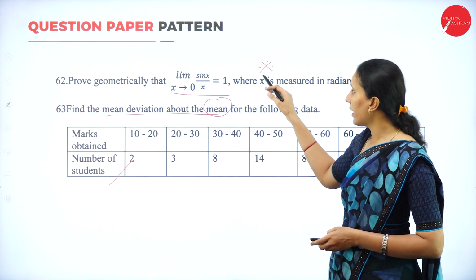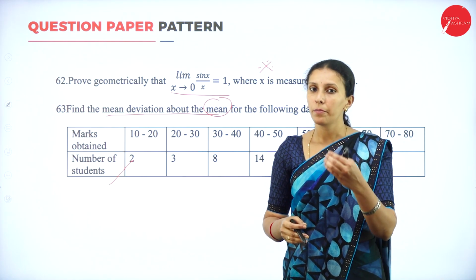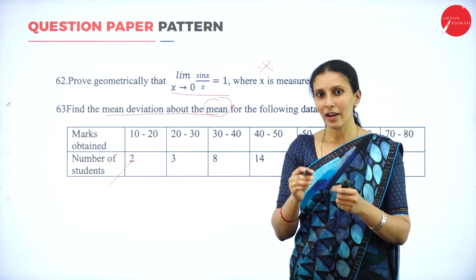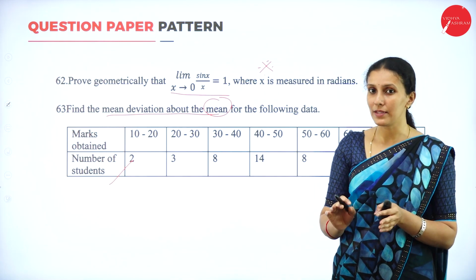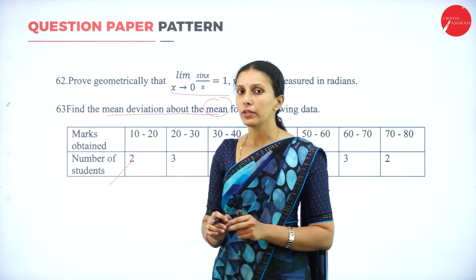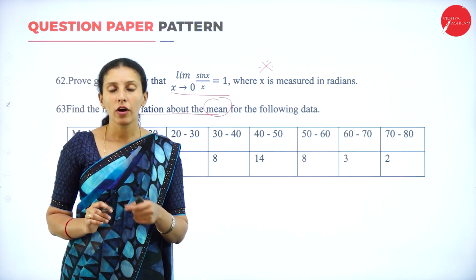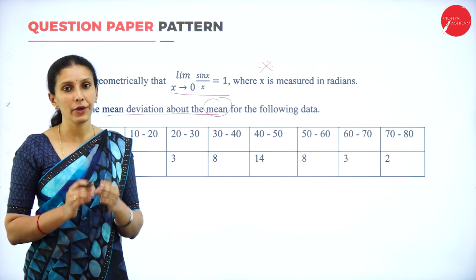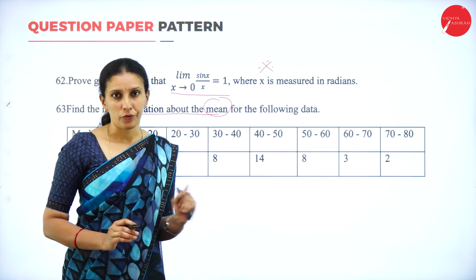Compulsorily you can study all the theorems because theorems are easier than problems. So you can study it and write it clearly. And for all the theorems, diagrams are compulsory. Writing the proof without the diagram, you will not be awarded any marks. So whenever you are proving any theorem geometrically, you have to write a proper diagram required for the proof.